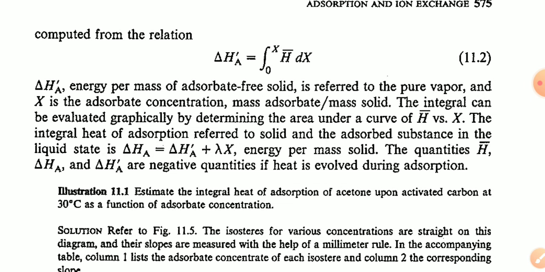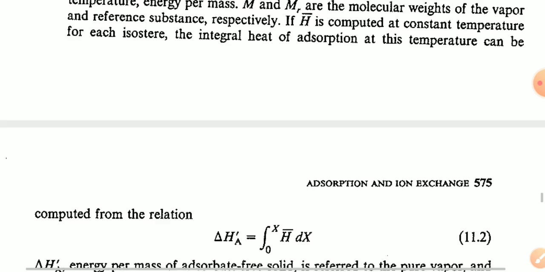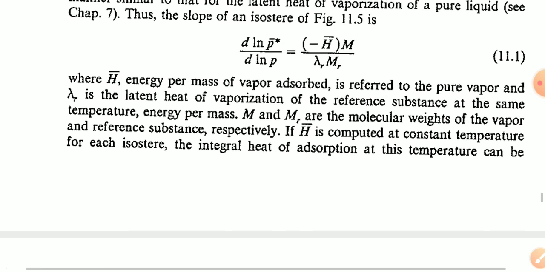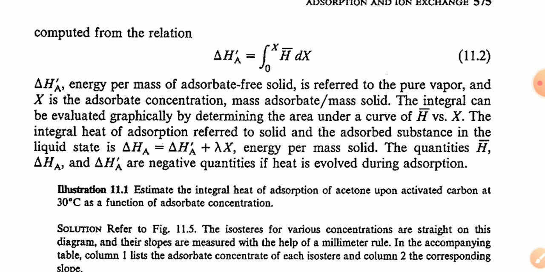Okay, so what is the equation? Delta HA is equal to the integral from 0 to x of H bar dx. What is H bar? Energy per mass of vapor adsorbed. Delta HA is the energy per mass of adsorbent, the free solid, referred to the pure vapor, and x is the adsorbed concentration.